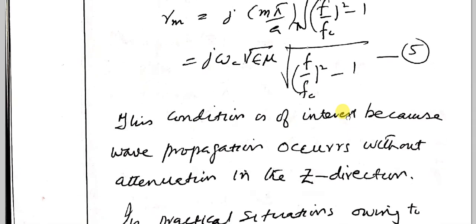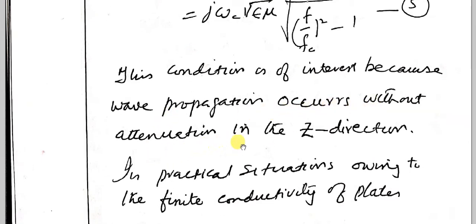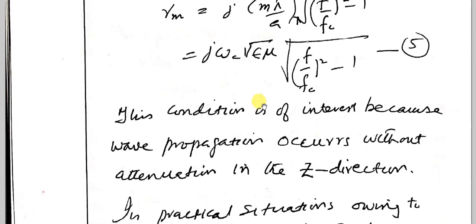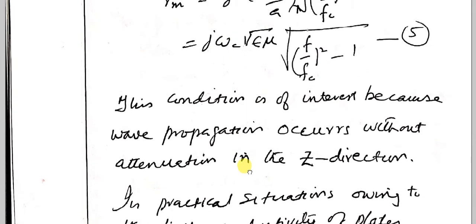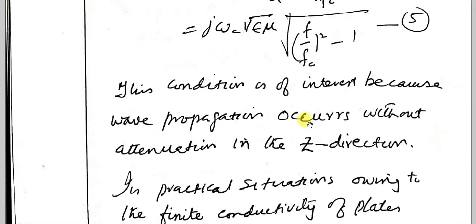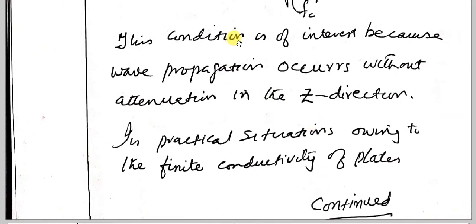Question number 5. This condition is of interest because the wave propagation occurs without attenuation in the z direction. Since alpha, the real part, is 0 and all of it is imaginary, while the real part constitutes the attenuation, that means the attenuation is 0 and the wave propagates without any attenuation along the z direction.